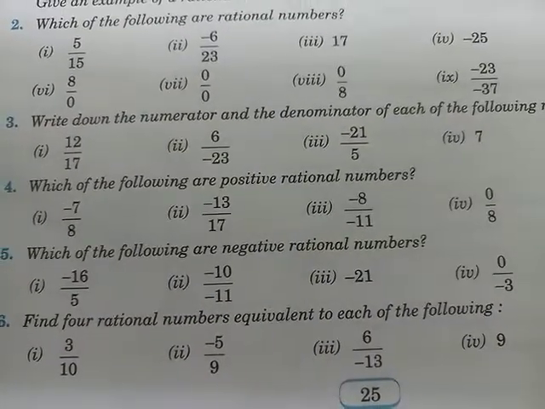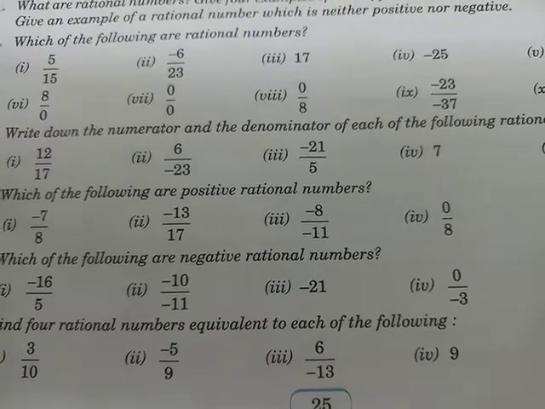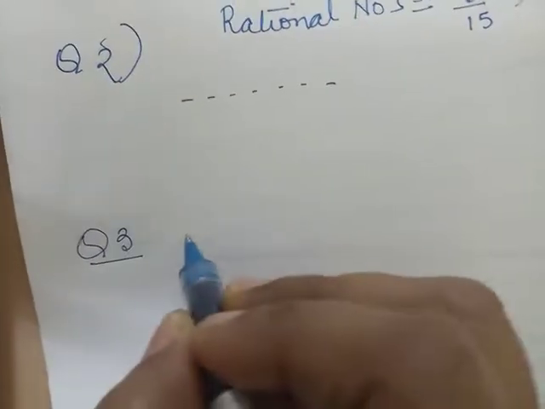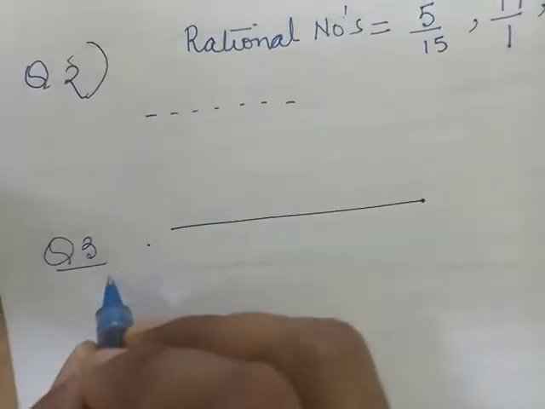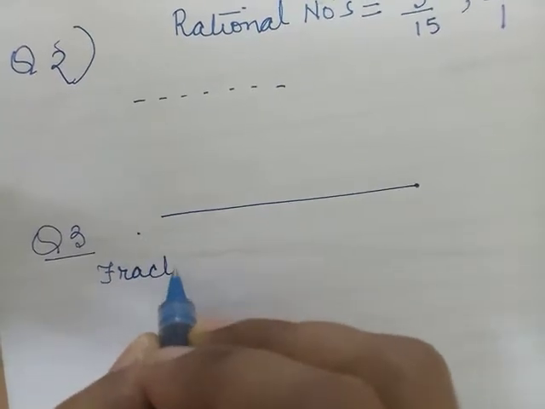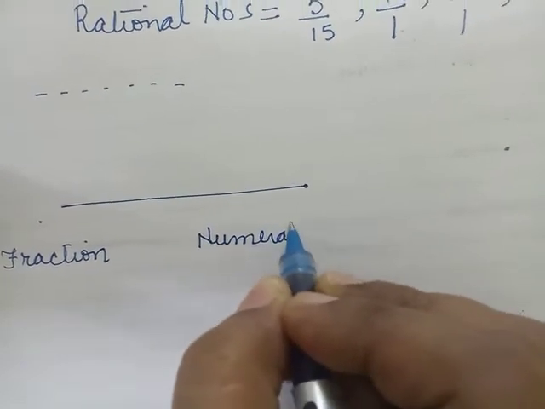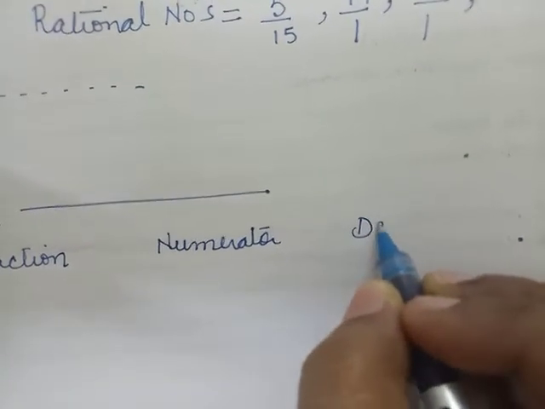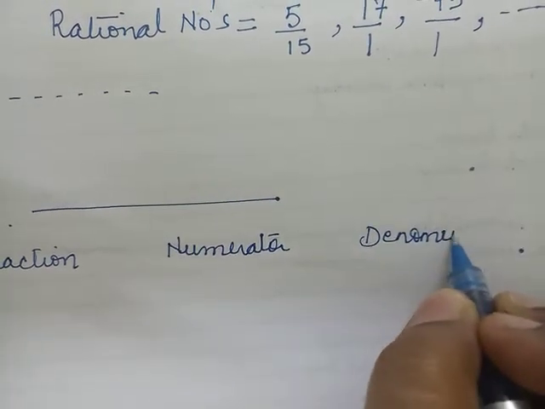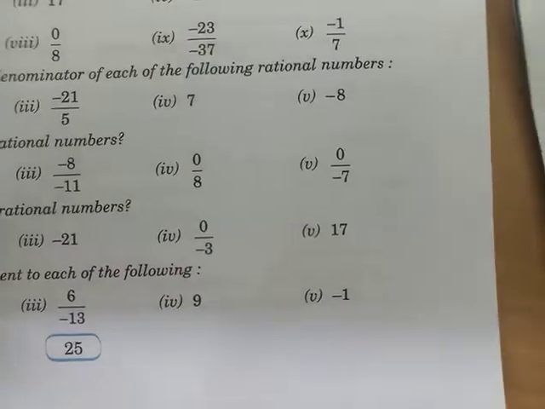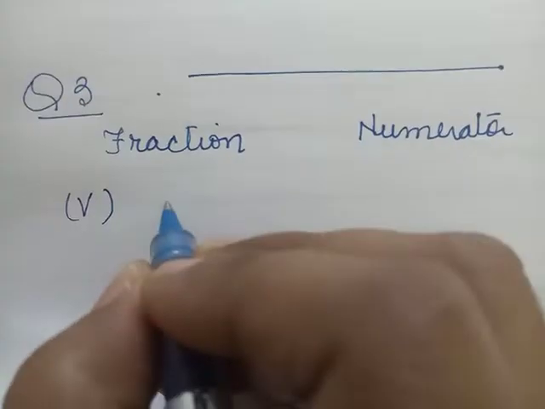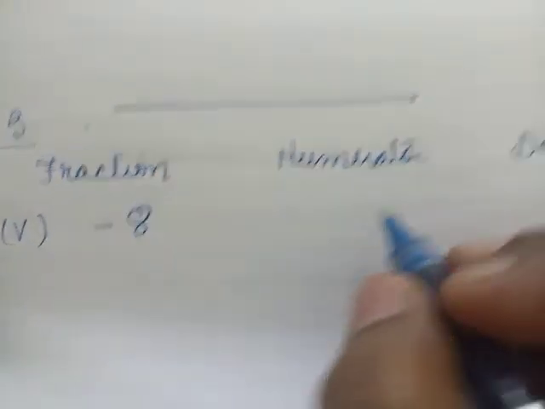Question number 3, then we come to write down the numerator and the denominator of the following rational numbers. So again, copy down the question line. Then write fraction, then in the next column write numerator, and in the next column denominator. And how am I going to write? Suppose I am taking question number 3, last part. The fraction is minus 8. How are we going to write?